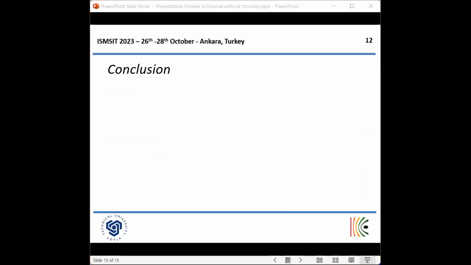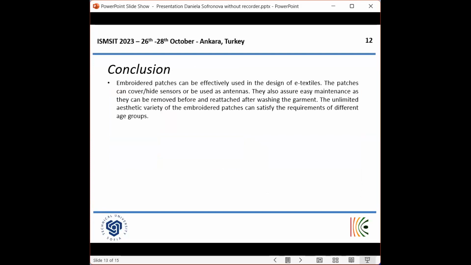Embroidery patches could be used effectively in the design of e-textiles. The patches can cover sensors or be used as antennas. They also assure easy maintenance as they can be removed before and reattached after washing the garments. And the unlimited aesthetic variety of the embroidery patches can satisfy the requirements of different age groups.